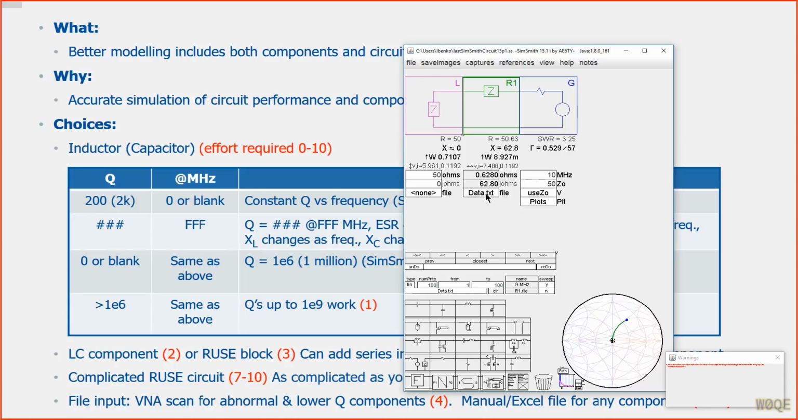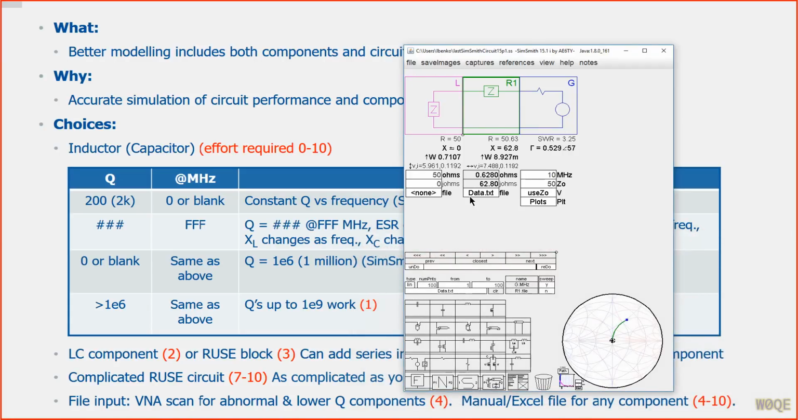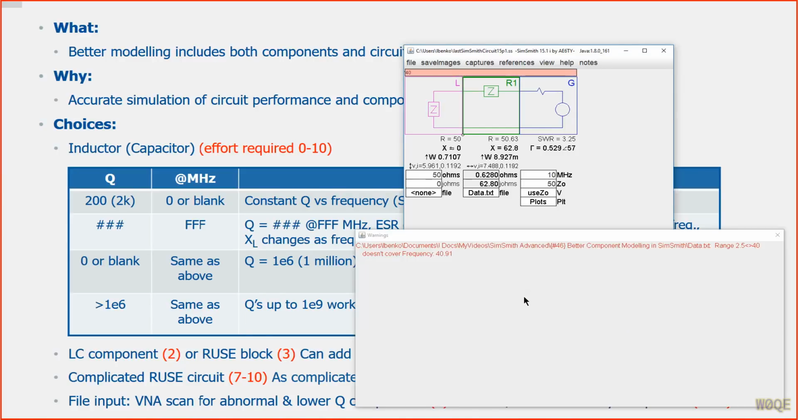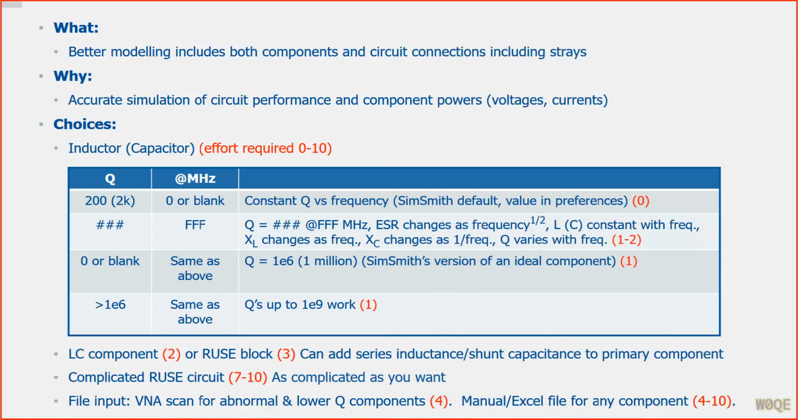Now, if we use this, we have to be careful that we got a warning down here. I suspect we got a warning because the range at which this file had data in it was 2.5 to 40 megahertz, and I scanned from 1 to 100. So if I change this and scan from 2.5 to 40 megahertz, the warning goes away. But this can be a very useful way to accurately model what I would consider to be an abnormal component.